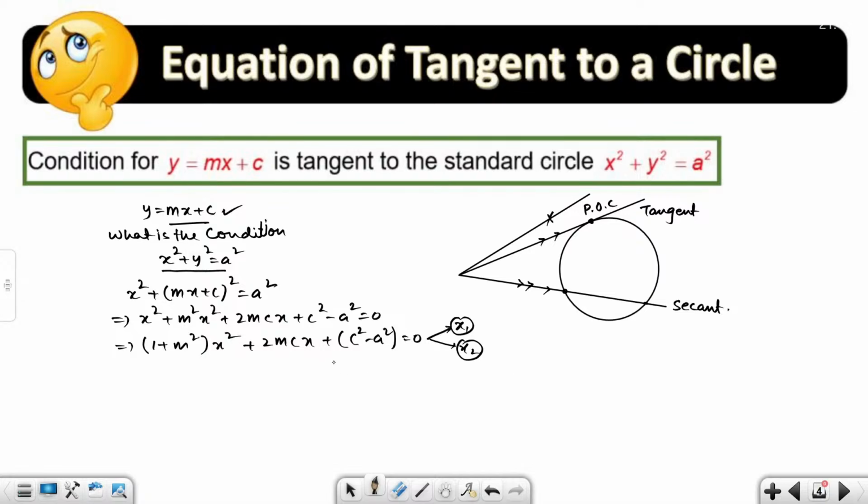Okay, so when we are going to have only one value of x, actually we are getting two values of x, but they are equal. It is possible only when the discriminant of this quadratic equation is equal to 0. So discriminant means b square minus 4ac. So let me just write that. Minus 4ac, which is equal to 0. So 4 goes off.